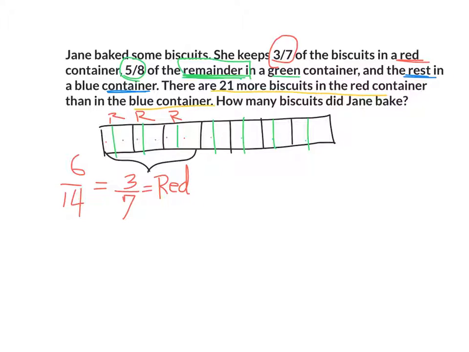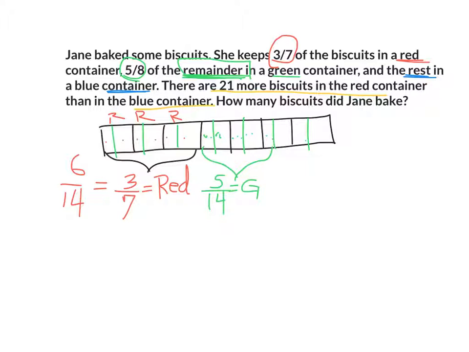Well, we know that 5/8, so now we have eighths, 1, 2, 3, 4, 5. So these 5 are in the green container. I'm going to put a G for green, but hold on. Are these 5/8? 1, 2, 3, 4, 5. We know that there's 5, but the denominator is not 8. There's not 8 in the whole bar. There's 14 boxes in the whole bar. So there's 5/14 that were in the green container.